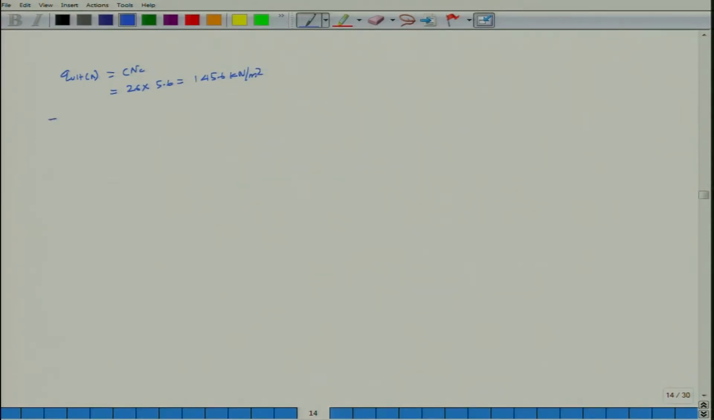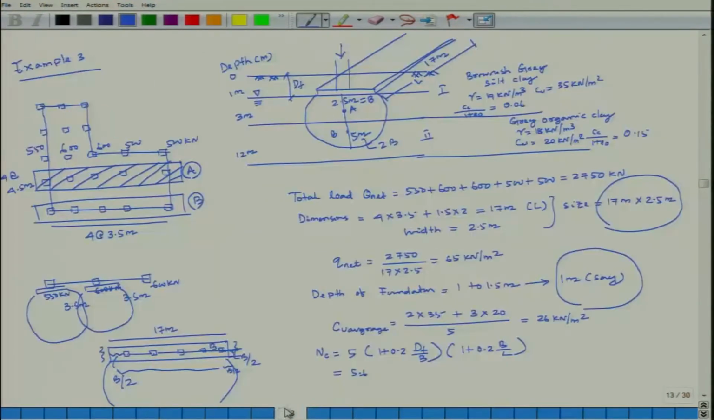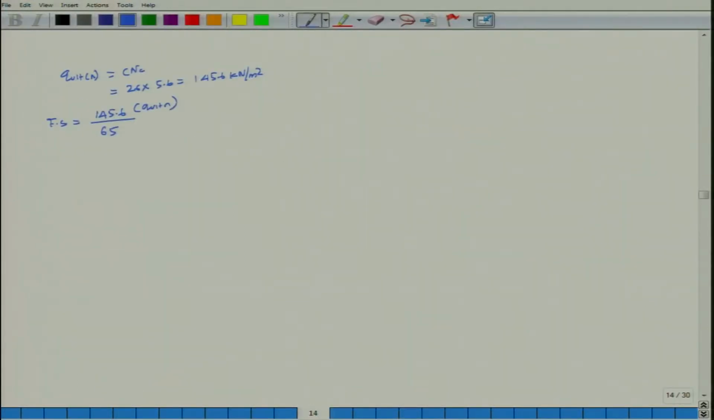Now, factor of safety, 145.6 divided by 65. This is your Q ultimate net soil, and where is your 65? Look here, Q net load intensity is 65, then the factor of safety comes out to be 2.24, which is less than 2.5, then not okay.